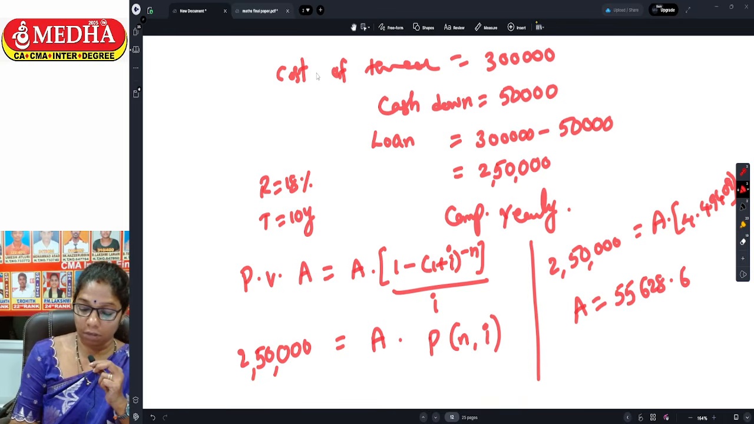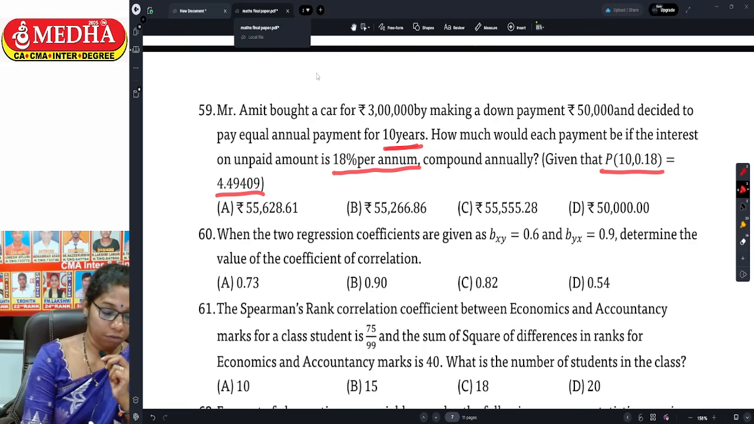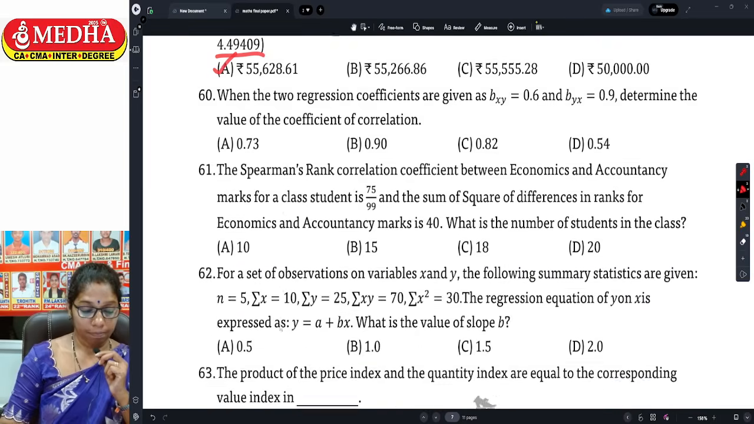55,628 rupees 61. 55,628, that is option A, and option A is the right solution. 55,628.61. Next question.